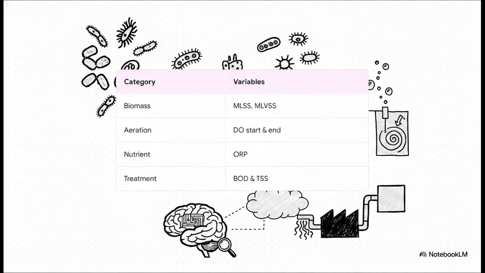Breaking down those key measurement categories a bit further, you're going to want your MLSS and MLVSS for the biomass inventory. For aeration performance, you definitely want your DO start and end. Nutrient removal conditions are going to rely heavily on your anoxic and anaerobic ORP, and of course your overall treatment performance needs those influent, primary, and effluent BOD and TSS numbers. Now keep in mind, most of these process variables are technically optional, but, and this is a big but, richer data directly improves the AI's understanding of what's actually happening at your plant.